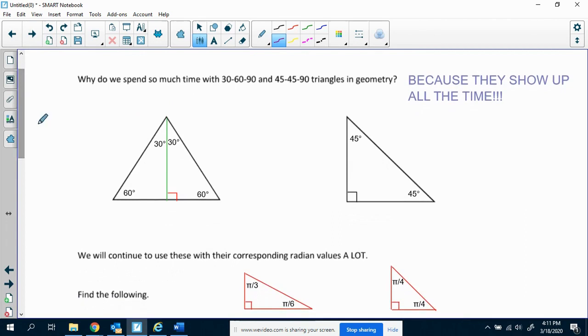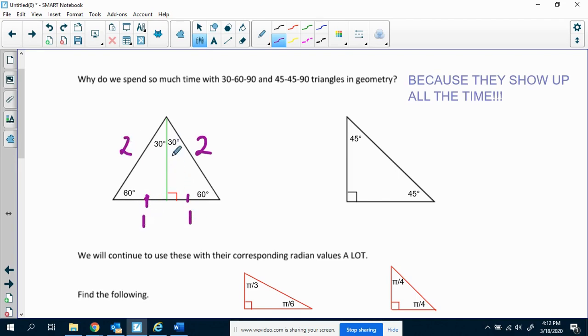Why do we spend so much time with 30, 60, 90, and 45, 45, 90 triangles in geometry? Because they show up all the time in many different math classes, including this one. So if we take an equilateral triangle and we split it down the middle with an altitude. Now, in an equilateral triangle, if you draw an altitude, it's also an angle bisector, a perpendicular bisector, and a median. So it does a lot of different things. So we have congruent sides down here. So let's say I had a side length of 2, then that would be 1.